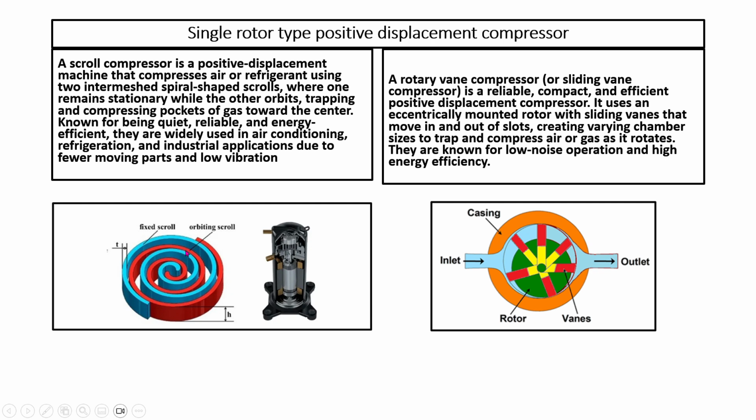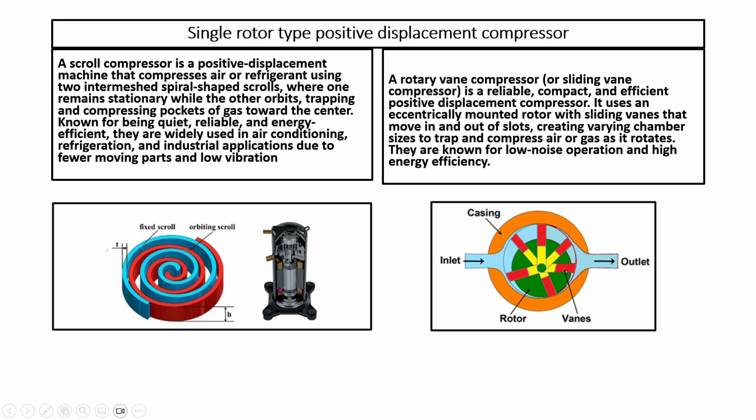orbiting scroll. The one is fixed, and when you are moving the other one, the air will come inside and it will be squeezed, and finally it will go through this. So this is called orbital type compressor.